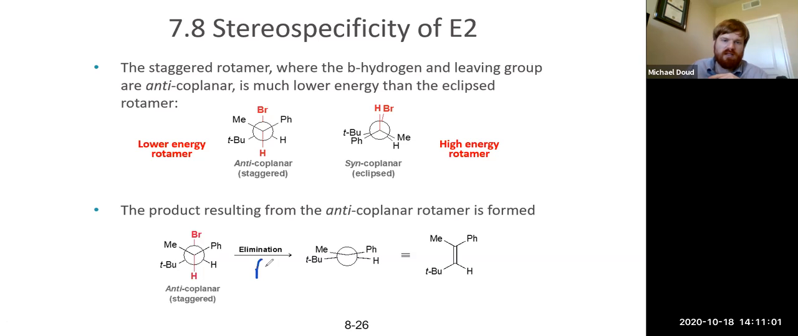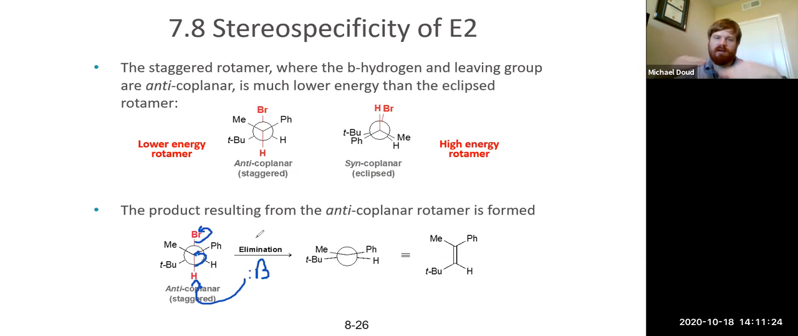So we have our base come in. It's going to deprotonate the proton here, and we're going to form a new pi bond between the back and the front carbon. I know you can't really see that, but I'm doing my best. And then the bromine is going to leave on the other end. So as you can see here, there's only one possible way for this to go. The methyl is going to be on the left and the phenyl on the right.